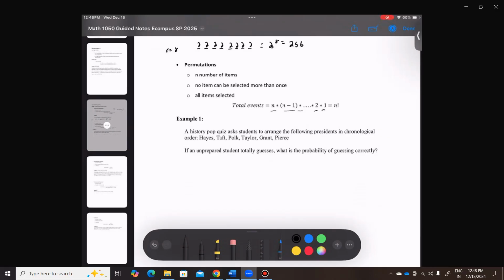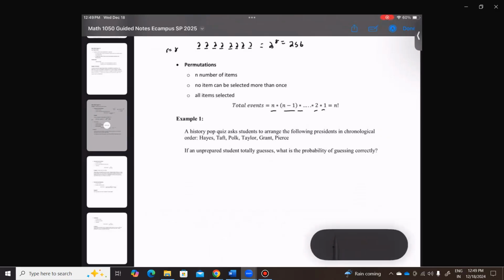So if a history pop quiz asks a student to arrange the following presidents in chronological order: Hayes, Taft, Polk, Taylor, Grant, and Pierce. If an unprepared student decides to guess, what is the probability of guessing correctly? There's only one order that is correct, so the probability is going to be 1 over the total. The total is what we have to find.